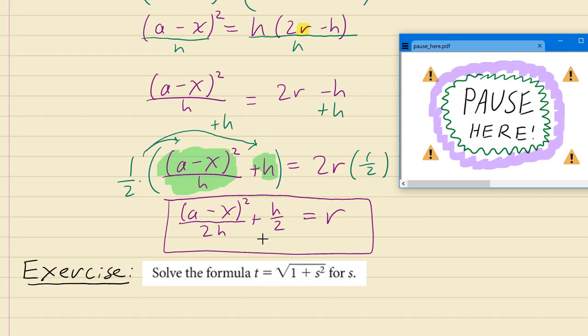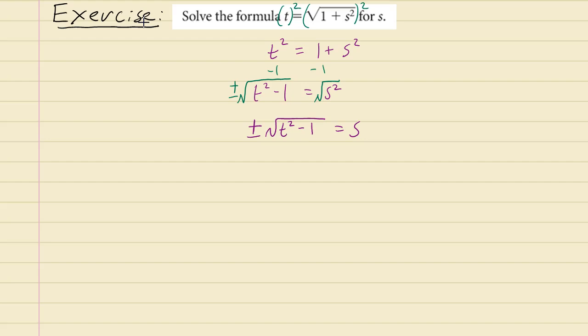Here is my solution. s is equal to the plus or minus square root of t squared minus 1. Remember, the plus or minus there is the most common mistake.